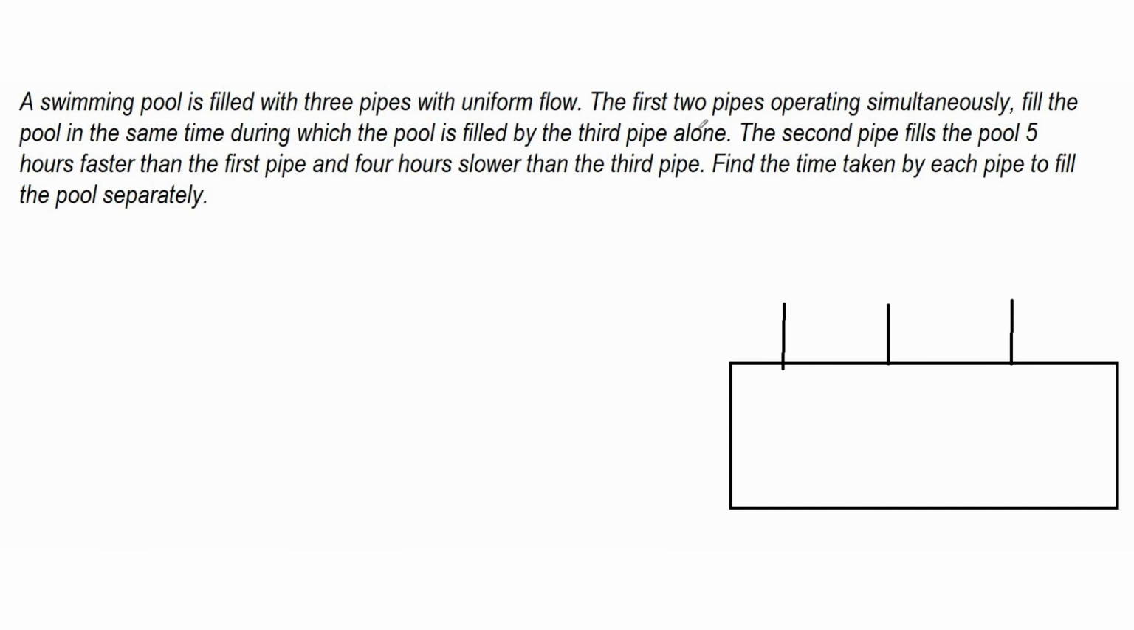It is given that the first 2 pipes operating simultaneously, that is if pipe A and pipe B are opened, they fill the pool in the same time during which the pool is filled by the third pipe alone. That means the effort of pipe A and B together is equal to the effort of pipe C alone, right?